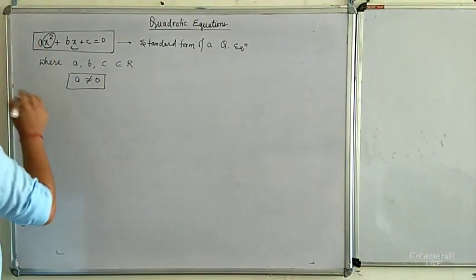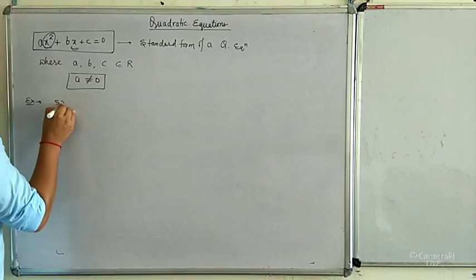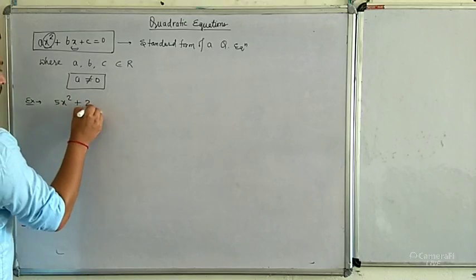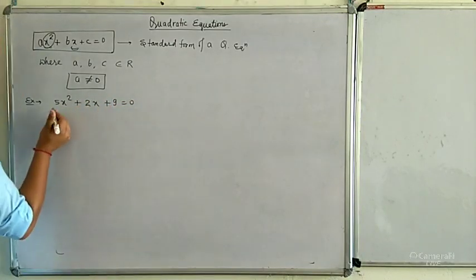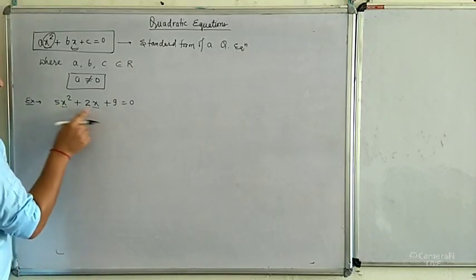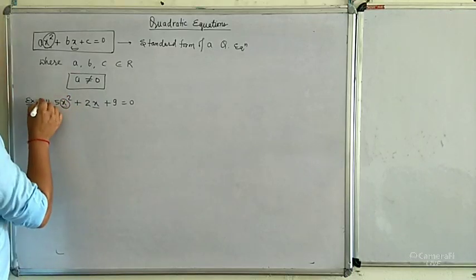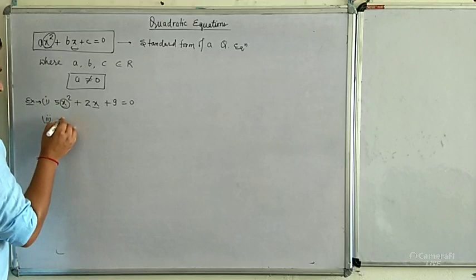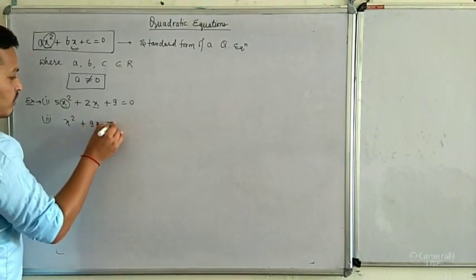For example, if we take some examples of the quadratic equation, the first example is 5x square plus 2x plus 9 is equal to 0. Here is one variable x, and the highest power of x is 2. Second example, we can take x square plus 9x is equal to 0.